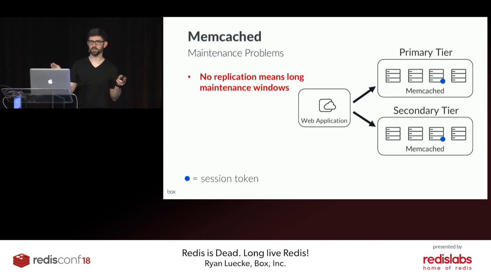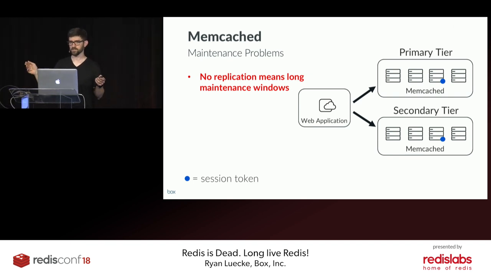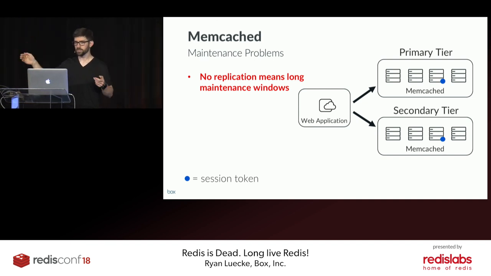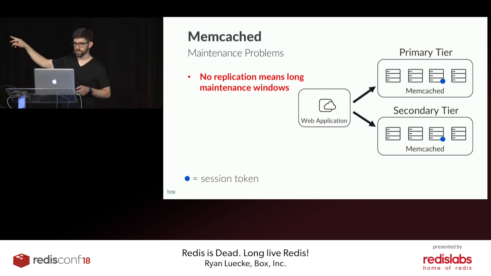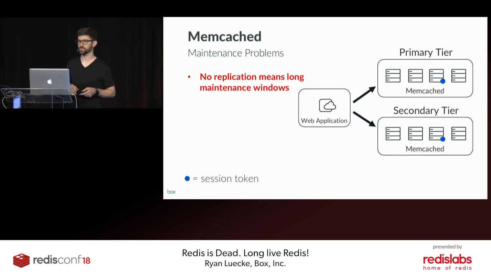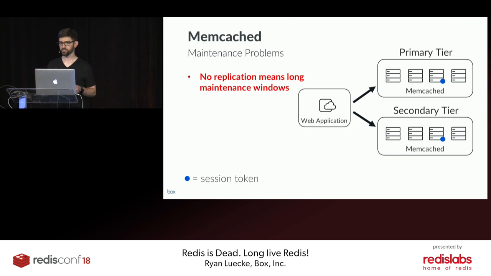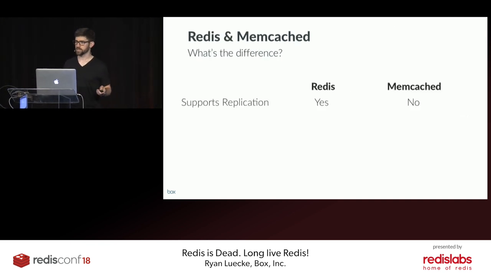If we let people stay logged in for 30 days, and we need to do maintenance now on the primary tier, we have to wait a full 30 days before we can swap these tiers and do maintenance on the next set of servers. So this is super painful. We have to wait weeks to do maintenance. So we were looking for a way that we could replicate this data. And so we looked at Redis.